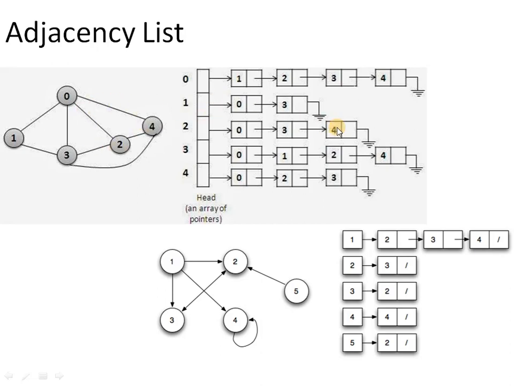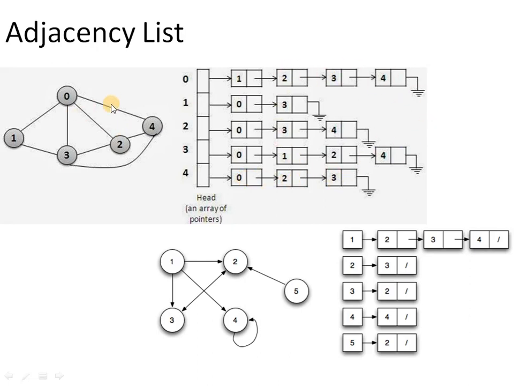Again, a few of the observations: since it is undirected, symmetry is maintained. Because of that symmetry, the total number of nodes present in the linked list representation of an undirected graph comes out to be twice the number of edges. If we count the total number of edges in this undirected graph, it comes out to be 8. If we count the nodes, we have 4, 5, 6, 6 plus 3 is 9, 9 plus 4 is 13, 14, 15, 16. So 16 nodes are there.